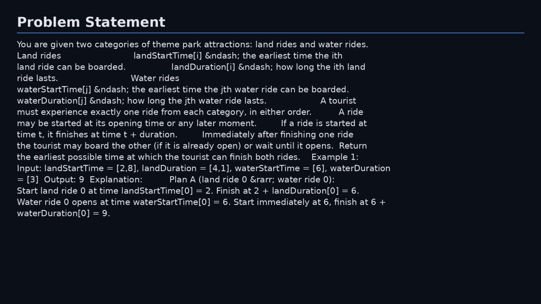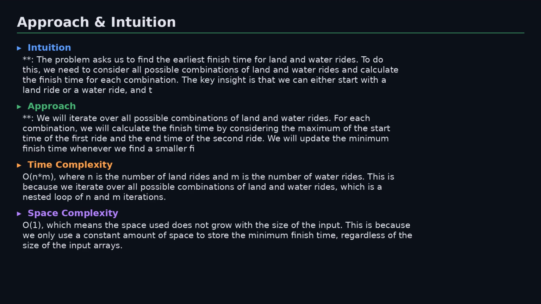Imagine you're at an amusement park, and you want to ride both a land ride and a water ride. You can either start with the land ride and then go to the water ride, or you can start with the water ride and then go to the land ride. The key insight here is that we can either start with a land ride or a water ride, and then switch to the other type of ride. This means we need to consider all possible combinations of land and water rides and calculate the finish time for each combination. Now that we have the intuition, let's walk through the solution.